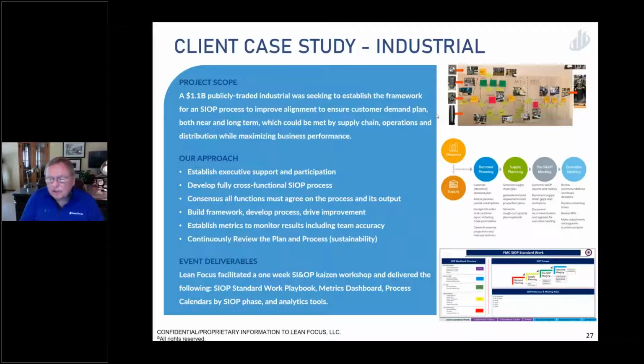Now, in a case like this, there were multiple plants involved and multiple product lines. And so they took on one product line and one plant to start with, and then they were going to extend it to the other ones. As you can see on the right, there's an example of some standard work, some playbooks, some sustainment trackers, all the things required to make sure that it goes as planned. But it became a very successful process after it launched.